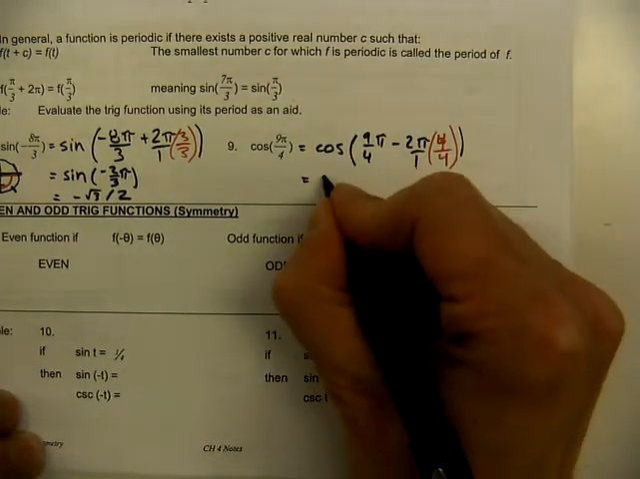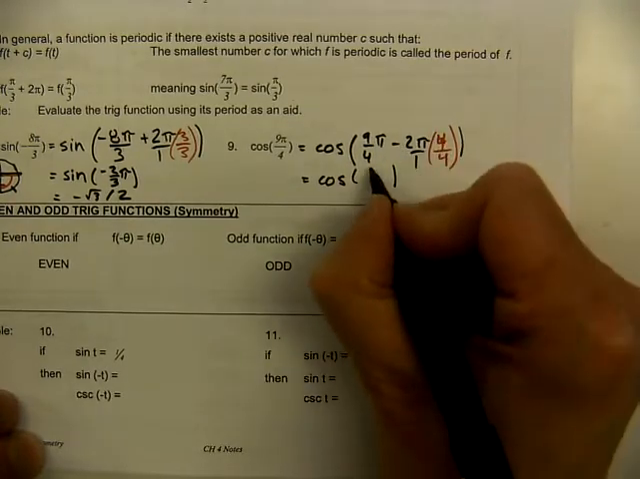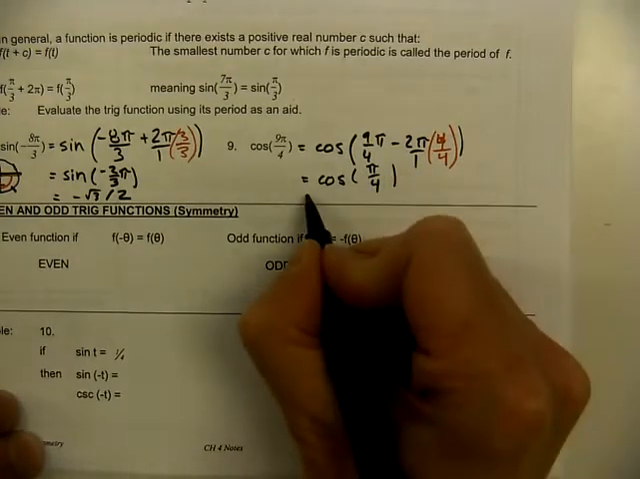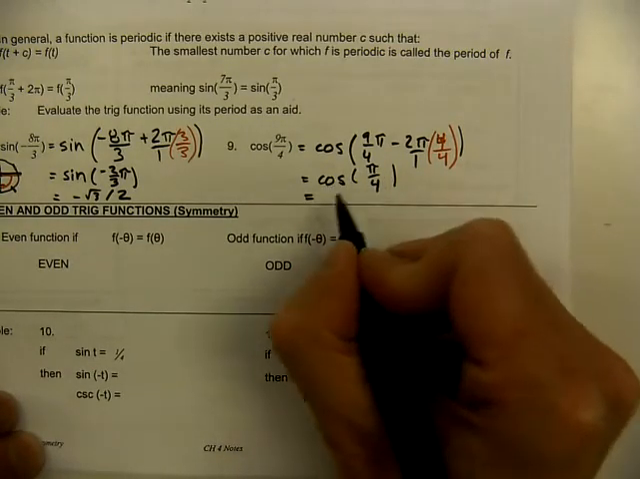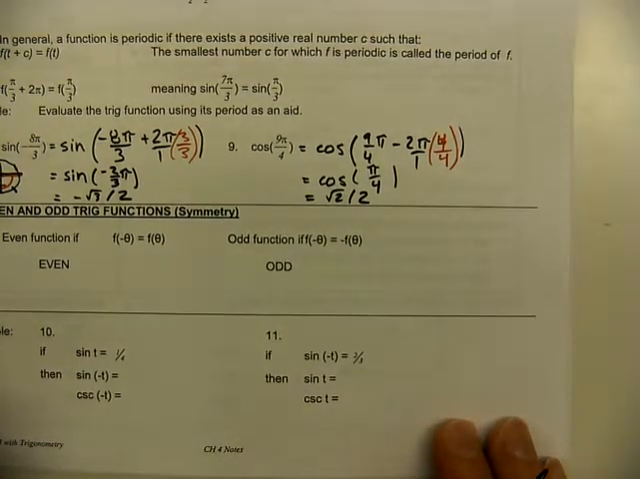So this is equivalent to evaluating the cosine with an input of 9/4 pi minus 8/4 pi, which is 1/4 pi. You recognize where that is? That's in quadrant 1. Cosine is the x-coordinate at that angle, so that's root 2 over 2. So that's topic number 1.